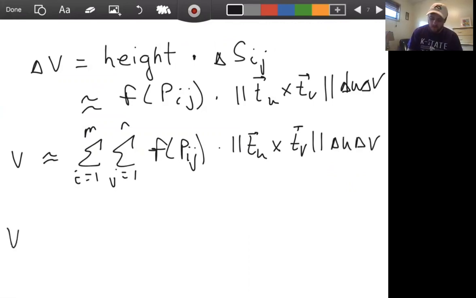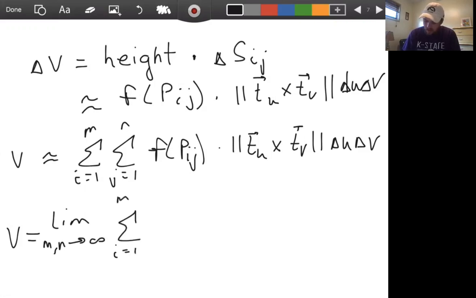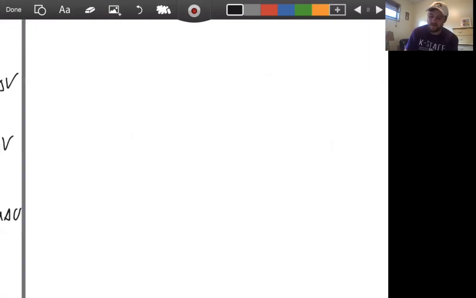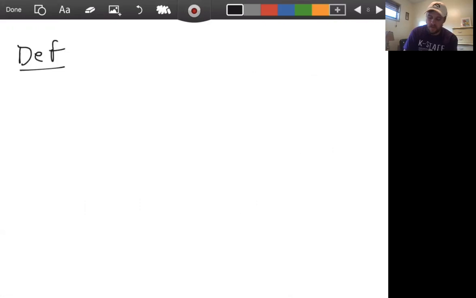And this means that the volume is exactly, once you take these limits, these partitions become arbitrarily fine, and this becomes an equality. So we have the limit as m and n go to infinity of the double sum, i goes from 1 to m, sum j goes from 1 to n, f of Pij times magnitude Tu cross Tv, delta u, delta v. And this gives us a definition of the scalar surface integral.